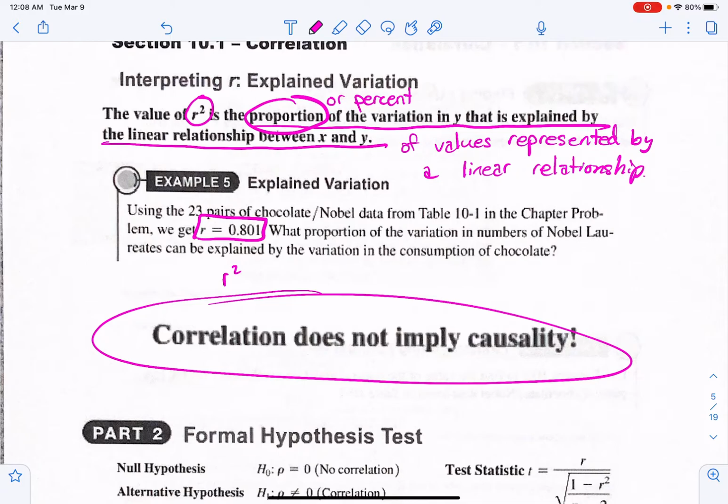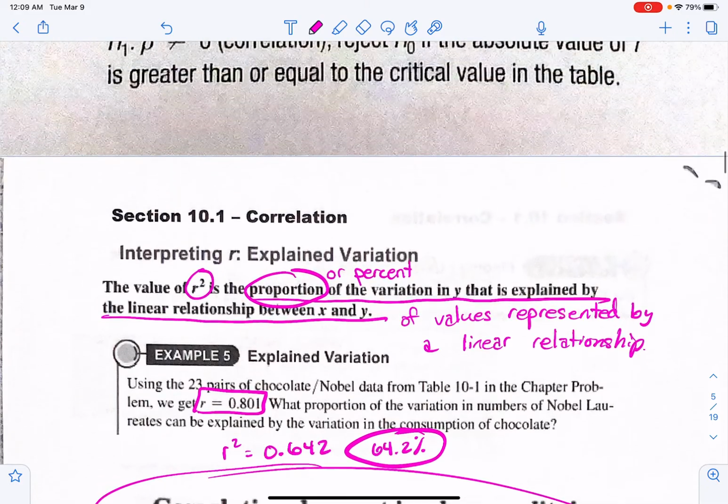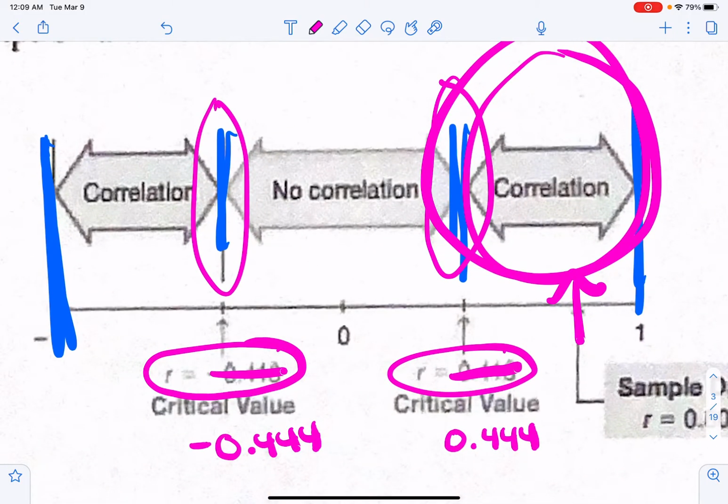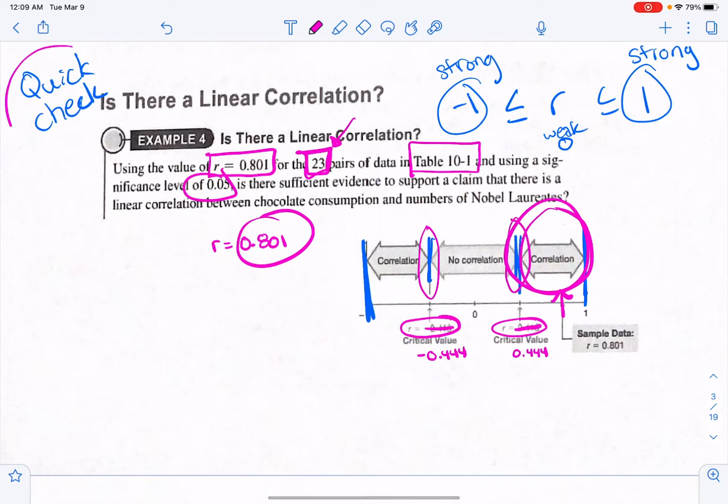okay? So if our r value is 0.801, our r squared value, if you square that value, is 0.642. And we kind of came up with close to the same number yesterday. So that would mean that 64.2% of my data values would have a linear association with one another. So not real great, but is enough to say that they are a linear relationship because that's what we came up with here, okay? Now, this was a quick check.